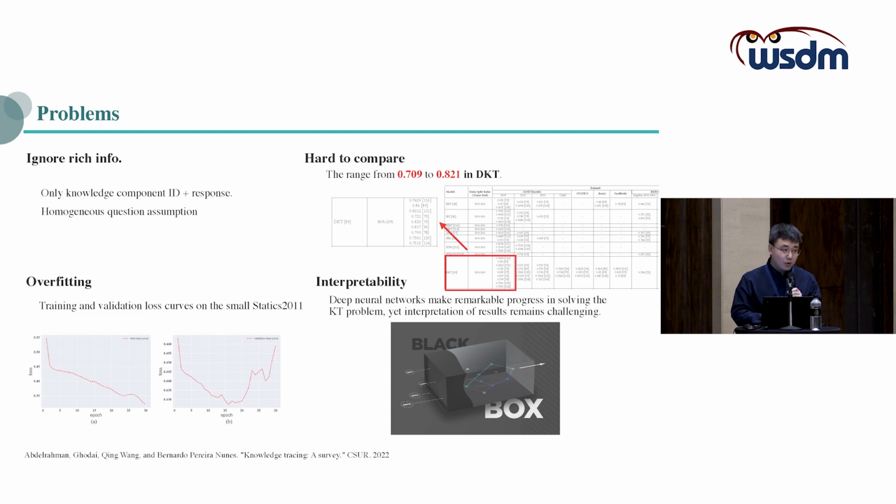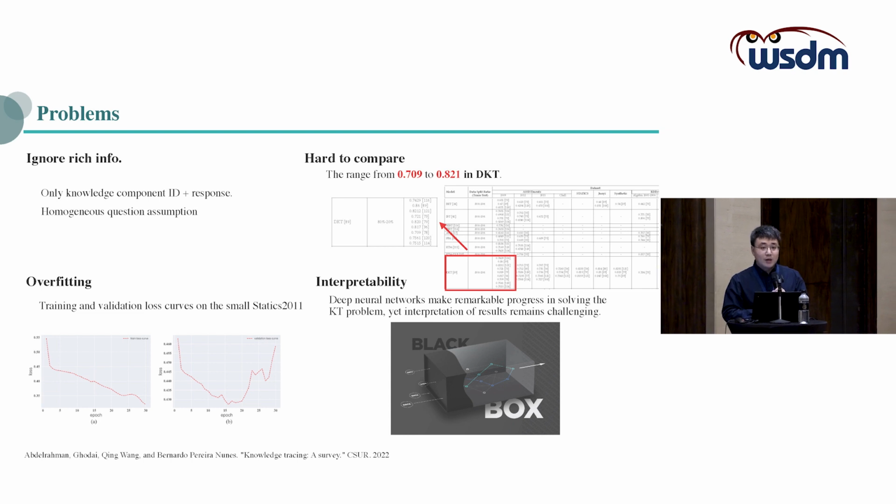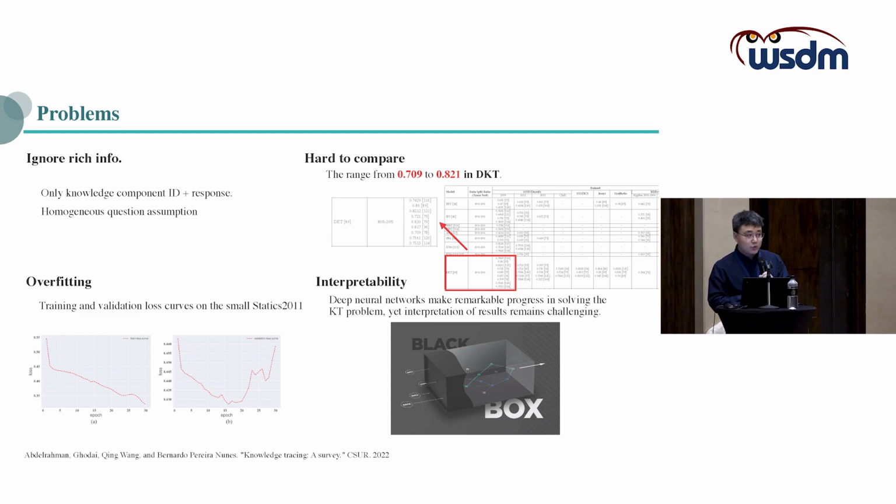The next one is about interpretability. We know that deep learning models now can make remarkable progress, but it is hard to tell how they do the prediction. It is not easy to interpret the result. Another one is lack of standardization. Here in the table, we can see the results of DKT are different, ranging from 0.7 to 0.8. It makes research about KT harder, because we cannot directly compare different models. We have to implement all the models and run them on the same data set.